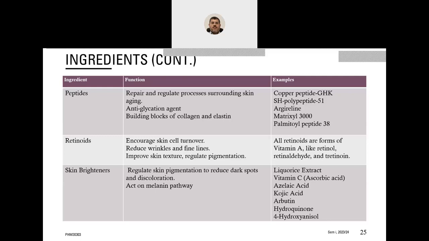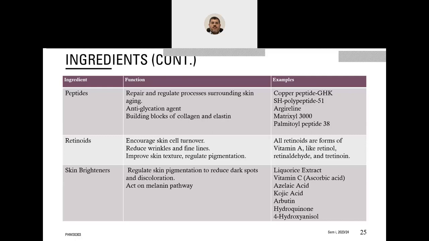Okay, so in general, they work as anti-aging products. Examples are the peptide called copper GHK, a peptide bound to copper, and GHK is the abbreviation of the amino acids that constitute it. Okay. SH polypeptide 51, argireline, Matrixyl 3000, and palmitoyl peptide 38. They are all peptides that have anti-glycation and anti-aging effects. And they are also building blocks of collagen and elastin. So they also help to keep the skin tone.